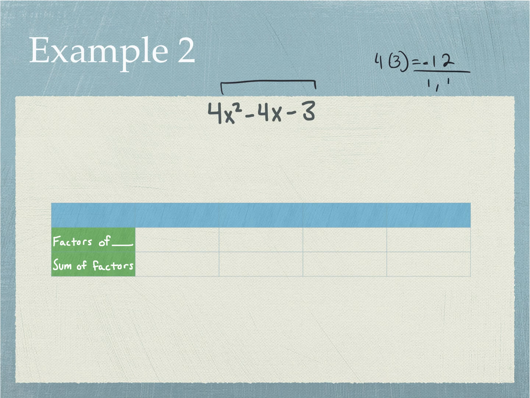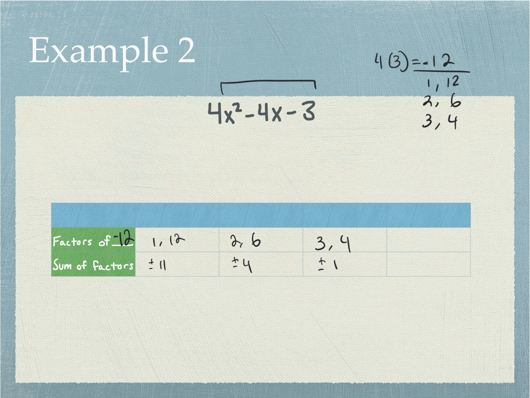So we're going to have 1 and 12, 2 and 6, 3 and 4. So let me write those down. So factors of negative 12. So it's going to be 1 and 12, 2 and 6, 3 and 4. Now, because we want it to be a negative number, we're going to take the difference because it's a negative 12, what we're trying to find. So it's going to either be positive or negative 11, positive or negative 4, positive or negative 1. So those are the options.